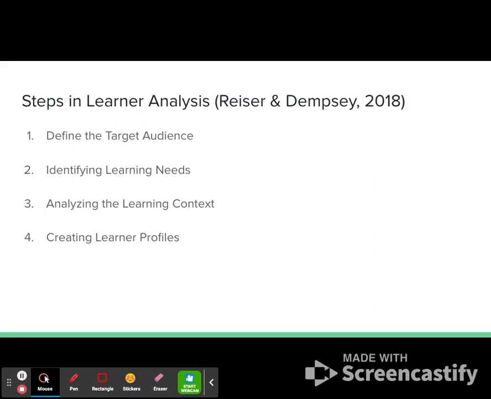The last step is to create learner profiles. Based on the information gathered in the previous steps, we can create learner profiles. These profiles summarize the key characteristics of the learners and help us design solutions that are tailored to their specific needs.